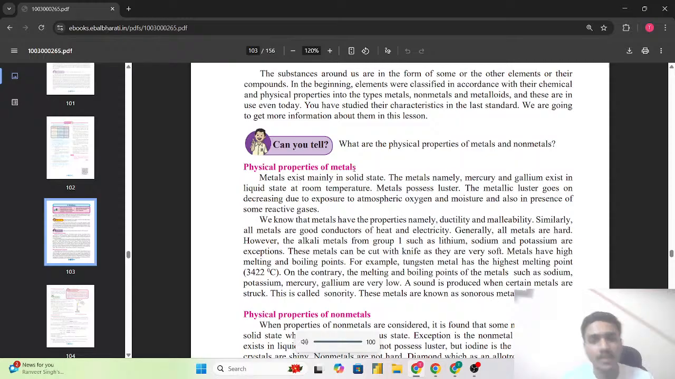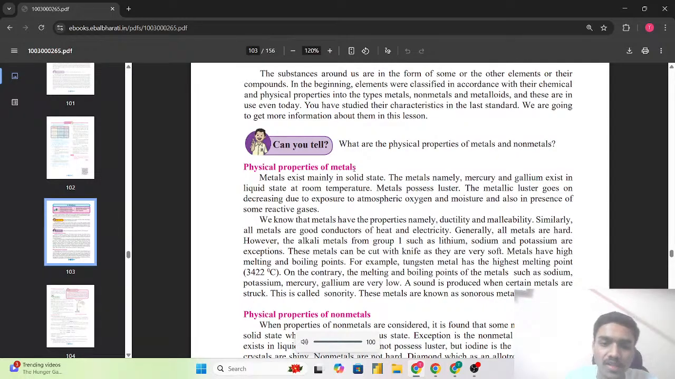So next, we know that the metals have the properties, namely ductility and malleability. So what is ductility? Ductility is that the metal can be drawn into a thin wire. For example gold, so we can convert the gold metal into a small thread-like structure. Then malleability is that metal can be converted into sheets.